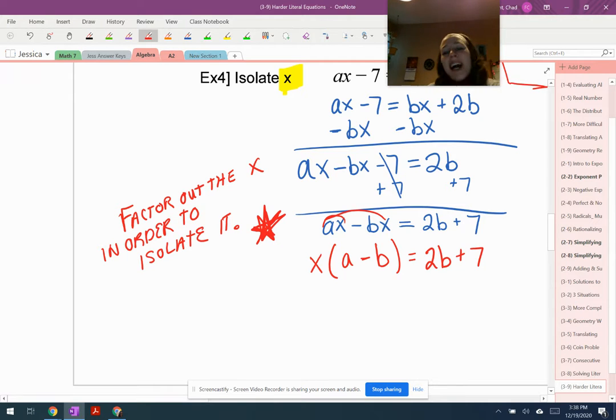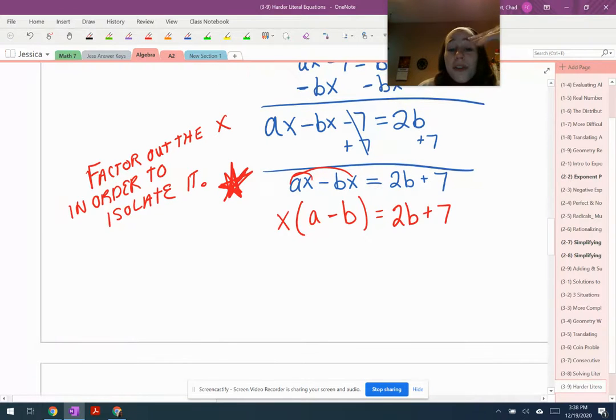But what it does now is it puts the x in only one piece and allows me to get it by itself. So the thing that's preventing the x from being alone here is the a minus b. X is being multiplied by them, right? We've got this multiplication going on right here. So the inverse operation of multiplication is that division.